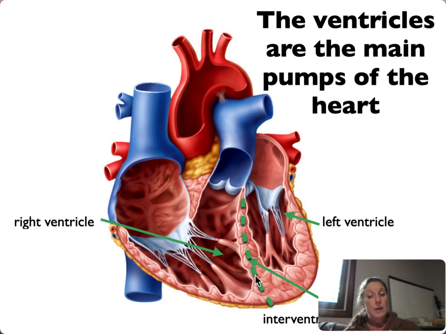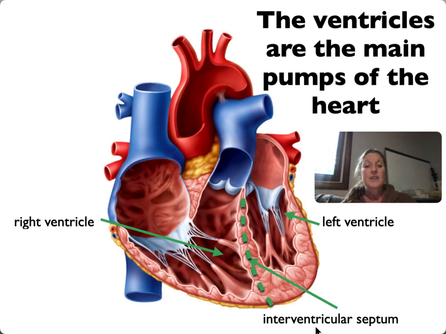The line between the two, which we saw on the outside of the heart, is also where we have the interventricular septum. Inter means between, so between the ventricles. Septum is like a wall that separates.